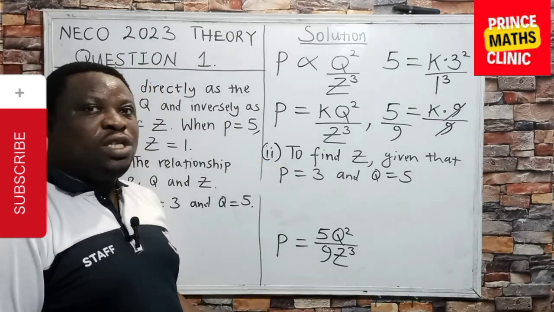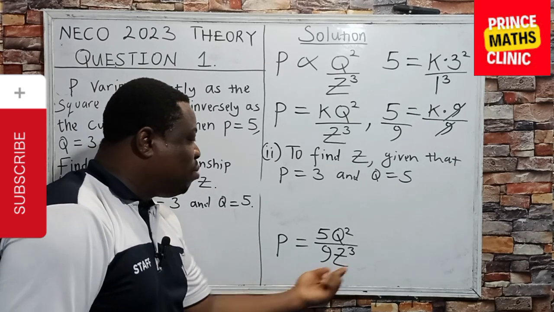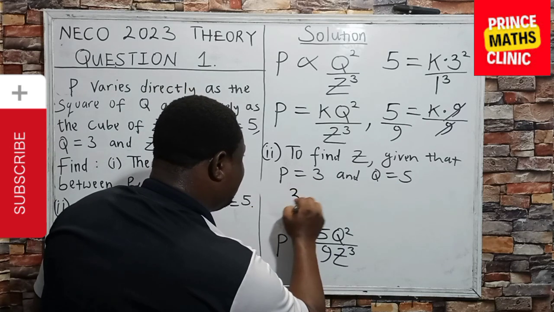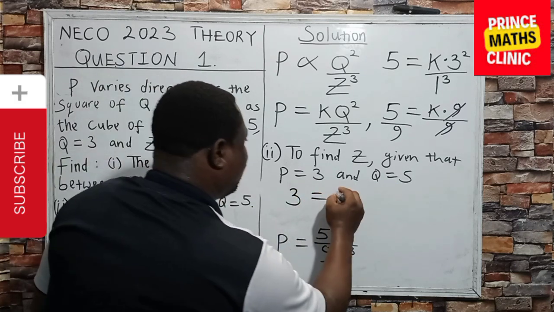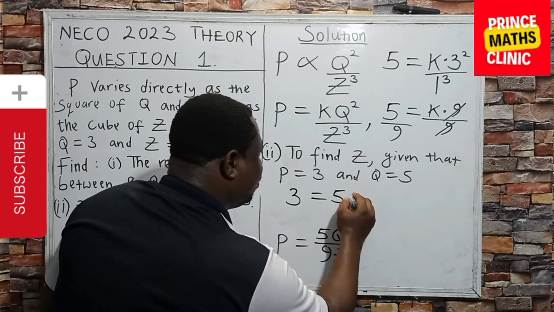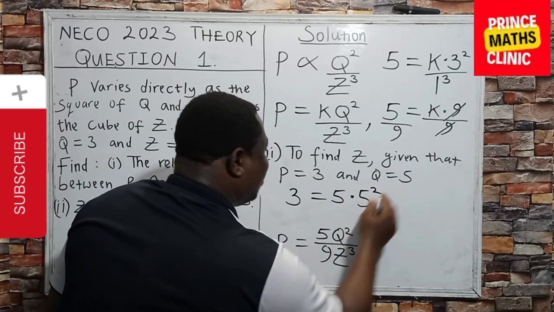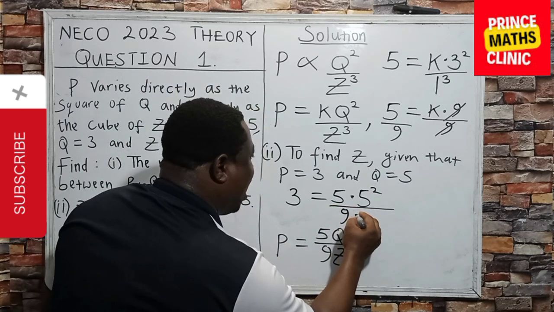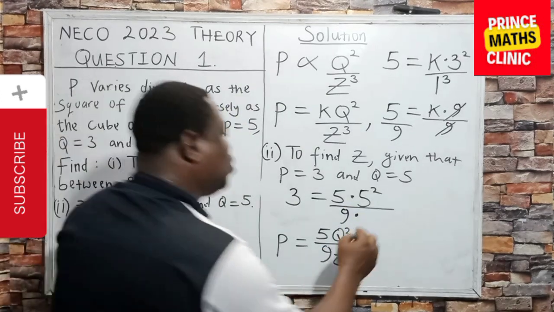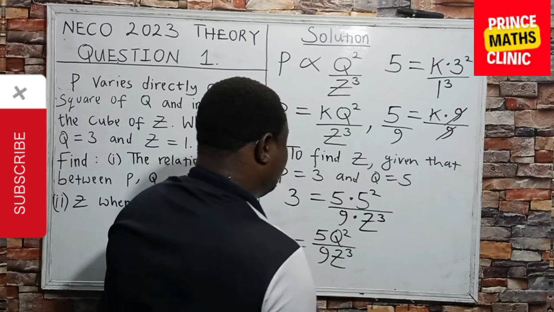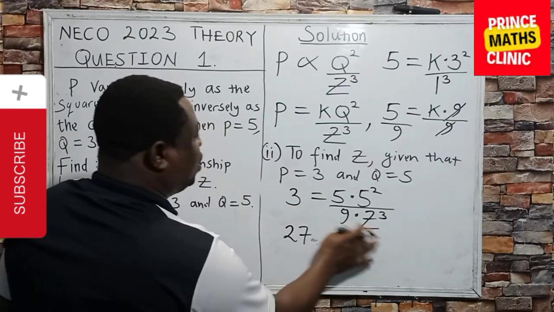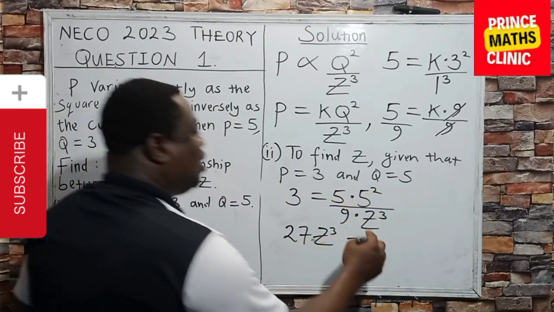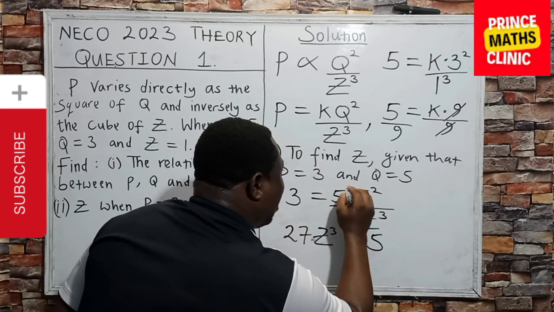So what you have to do in this case now is to look at the relationship and substitute what you have for P and what you have for Q. P is given as 3, so put down 3 here, equal to 5. Q is given as 5, so this is multiplied by another 5, then 5, Q squared, so I squared 5, then over 9 times, then Z is Z cube, so Z cube. 9 times 3 is 27, multiplied by Z cube, equal to, then 5 here is cube, 5 raised to power 1.